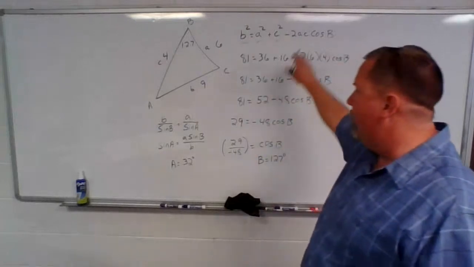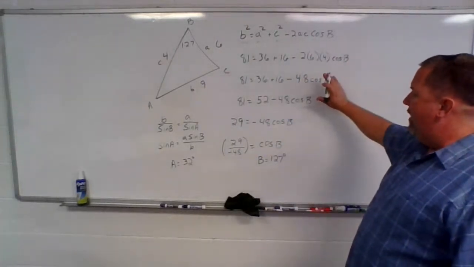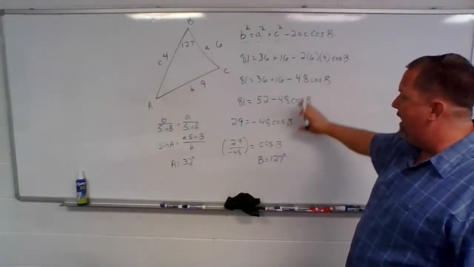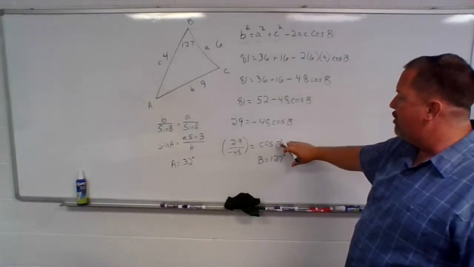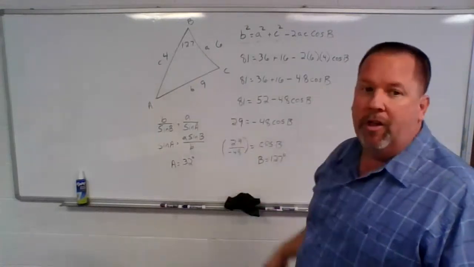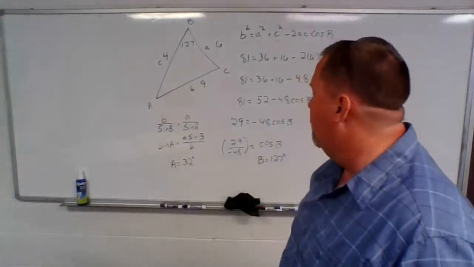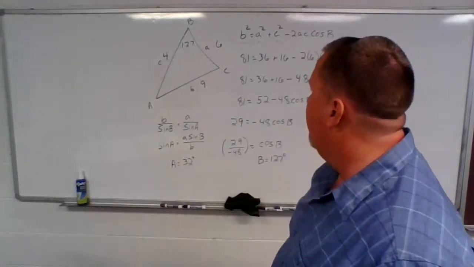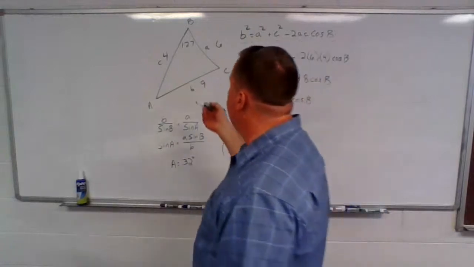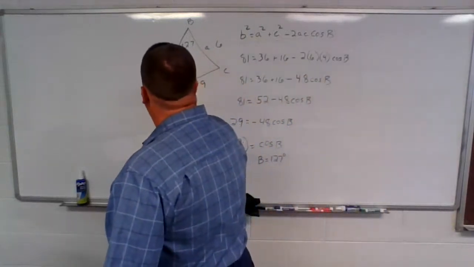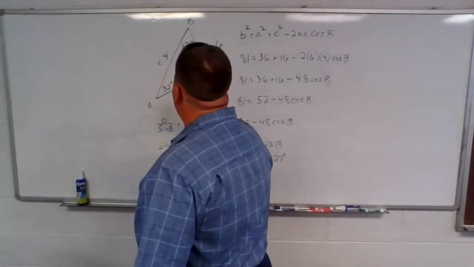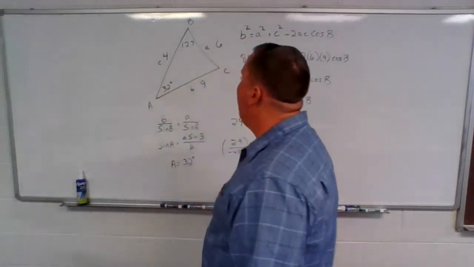Okay, make sure when we're doing the law of cosines, everything is cosine. And when we had to do the arc function, we did arc cosine. When we're doing the law of sines and we have to find the angle, we'll do arc sine. And so I come up with a measure of 32 degrees for angle A. And the only thing I don't know is angle C.